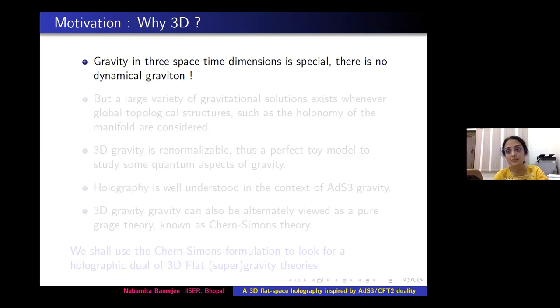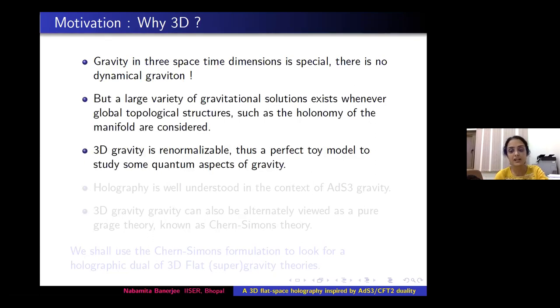But with this statement, we might even think that if there is no dynamical graviton, then why are you studying it? This is because for a large variety of gravitational solutions, whenever the global topological structures are non-trivial, I mean, whenever there are non-trivial loops in the global topology, for example if there are holonomies, then it's not just flat space. Of course, every solution is locally flat, but their topology can be very different.